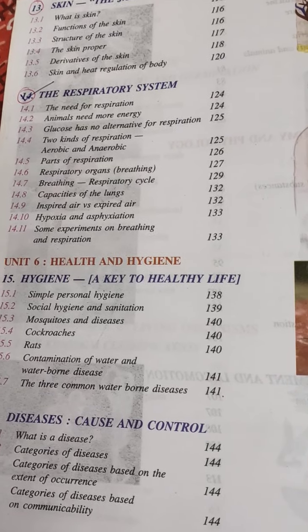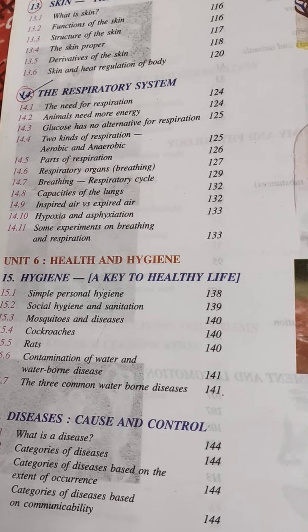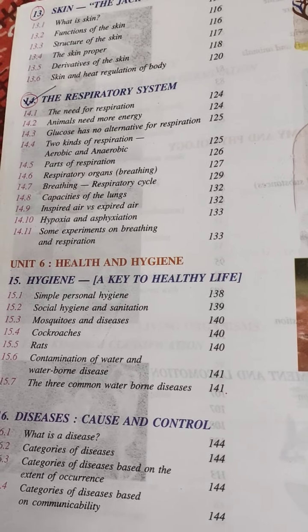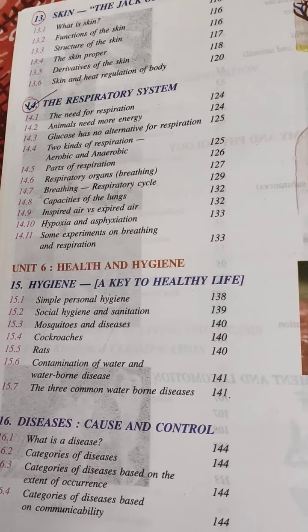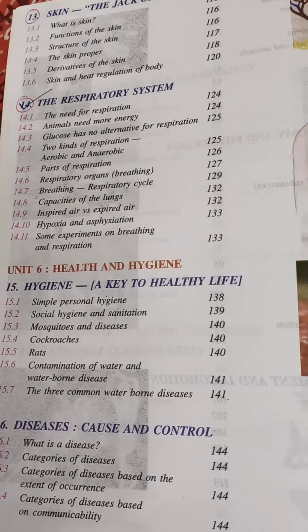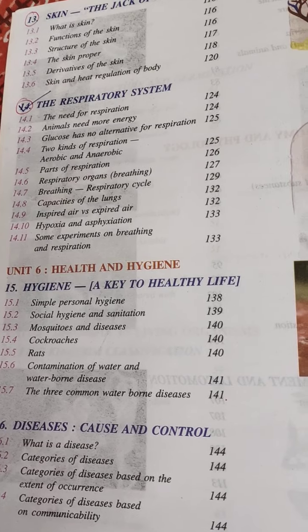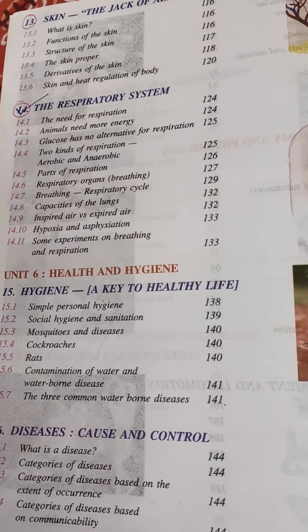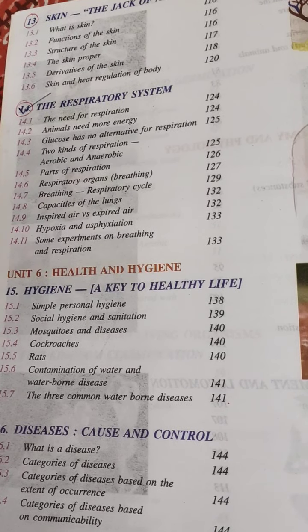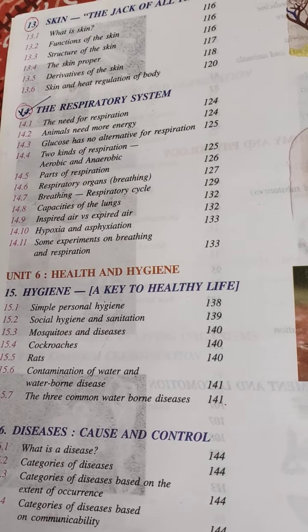there in your syllabus, that is hygiene, diseases, aids to health, health organizations, waste generation and management, and five kingdom of classification. These chapters are not there in your syllabus for 2021. I hope it is clear.